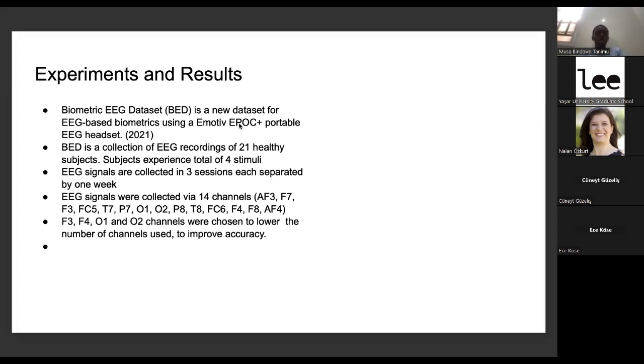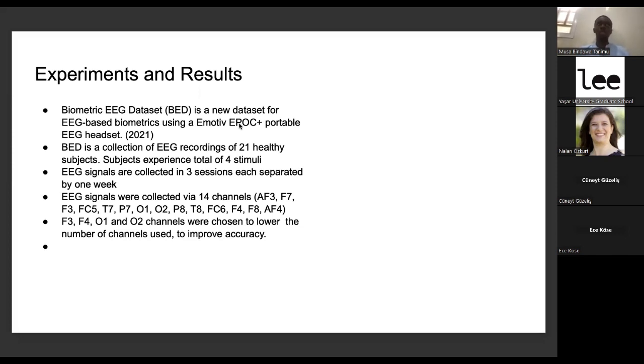This data set is collected from 21 healthy subjects, and they were subjected to 4 different stimuli. The EEG signals were collected in 3 different sessions, separated by 1 week. The data was collected via 14 channels, and for the purpose of our experiment, we used both the 14 channels and then dropped the number of channels to 4. We chose these 4 channels based on the channels with the higher accuracy from our previous experiments, to see whether our accuracy will improve or not.